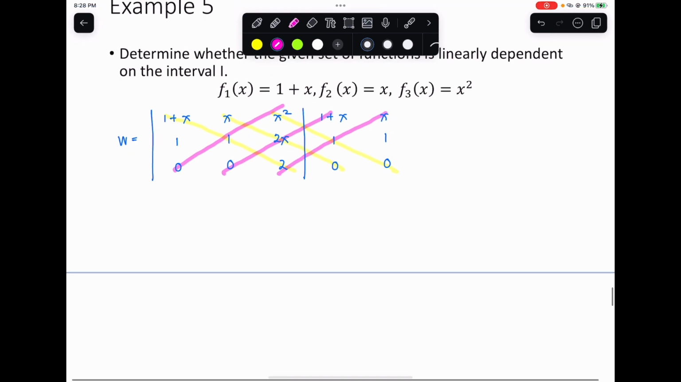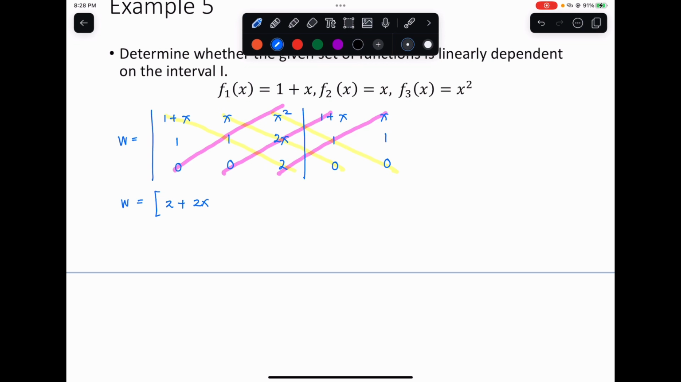Now W will be equal to 1 plus x times 1 times 2 for the first yellow diagonal. So that would make it 2 plus 2x. Then for the second yellow, we already have a 0 there, so x times 2x times 0 makes it 0 already. And for the last diagonal, x squared times 1 times 0 would still be 0.